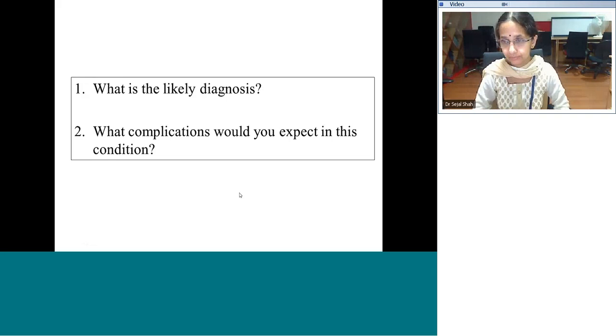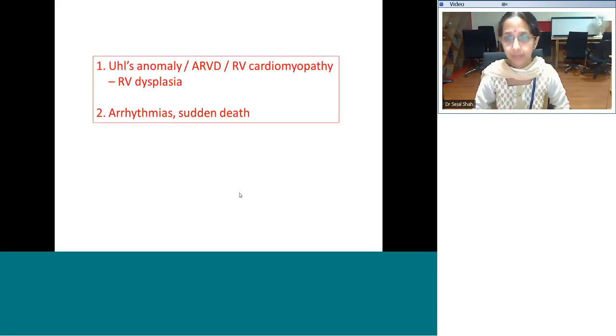Yes, thrombus formation, sudden death, yes. So similar to the left ventricular cardiomyopathy, the right ventricular cardiomyopathy also has sudden cardiac death, arrhythmias, RV failure, clot formation. Yes, perfect. So you can term this as right ventricular cardiomyopathy, and you may not be able to go exactly into the diagnosis, but RV cardiomyopathy.